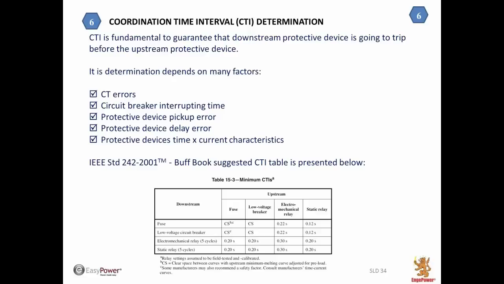In other words, it is the time for the relay counting the time, the trip to open the breaker, the trip that interrupts the current and interrupts the arc. So all of these times are included on the TCC. And the protective device time current characteristics is also important for determination of the coordination time interval.